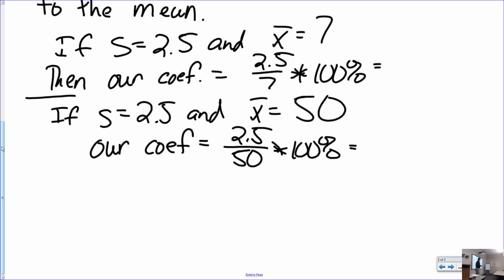Somebody punch those out real fast. What's 2.5 over 7? 35.7. What's the one down below? 5.